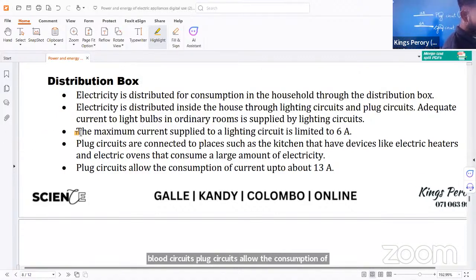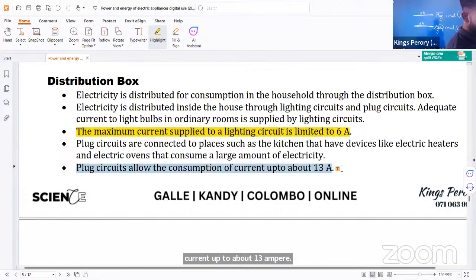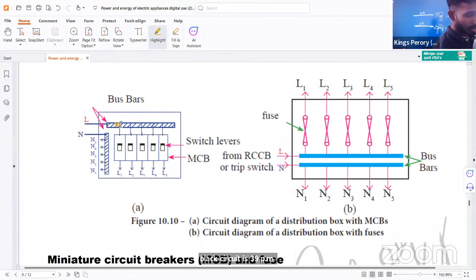Please underline or highlight: maximum current supply to the lighting circuit is 6 ampere. Plug circuit is 13 ampere. The next page, those pictures are given. Circuit diagram of distribution box with MCB, circuit diagram of distribution box with fuses.